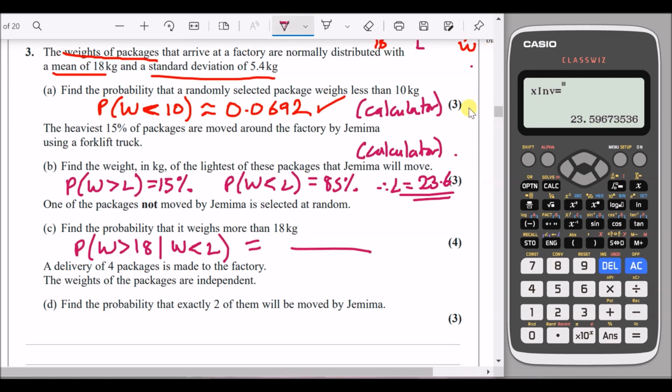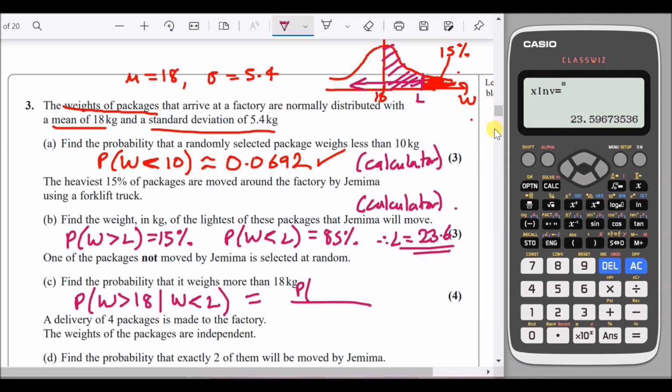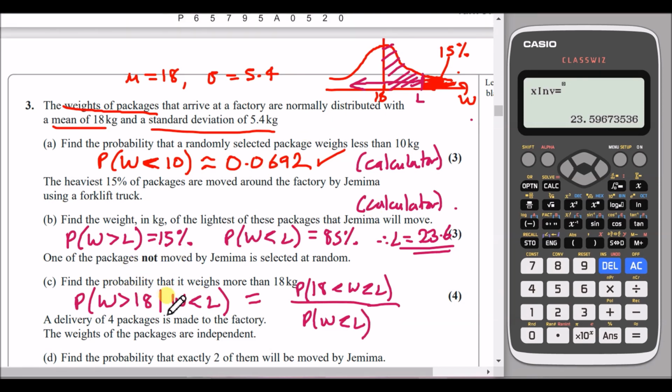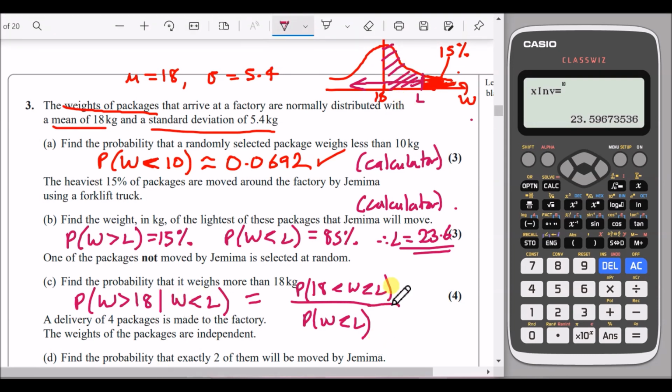So we know that these two intersect between 18 and L. So on the top half, it will be the probability that W is between 18 and L. So you can write 18 less than W less than L. So that's where it's intersecting. And it's going to be over the second part: probability W is less than L. Okay, so that's how we write it. So you always intersect them first, find out what they have in common. That's your overlapping area over the second half.